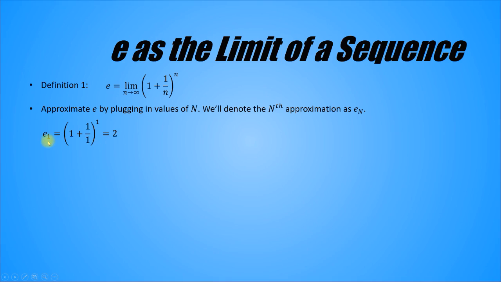So here I plugged in 1. If I plug 1 into this expression, I get 1 plus 1 over 1 to the first power, and that's just 2. So we have the first digit of e. Remember, e is about 2.71828, etc. Okay, if I plug 2 into this expression, I get 1 plus 1 over 2 to the second power. That's 2.25. We're getting closer to e, but we're getting there extremely slowly.